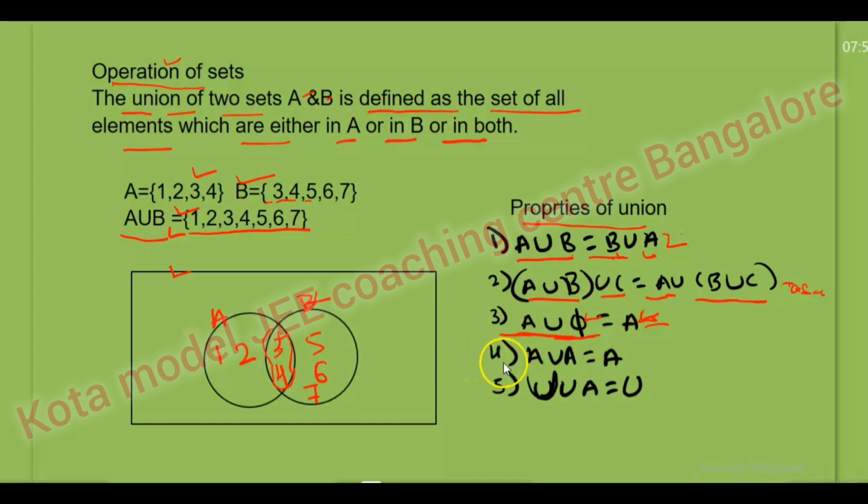Then the fourth one, A union A, we are getting A. That means union of the same set, we are getting the same set. There is no difference in the set. Then the fifth one, union of the universal set and A, we are getting the universal set.